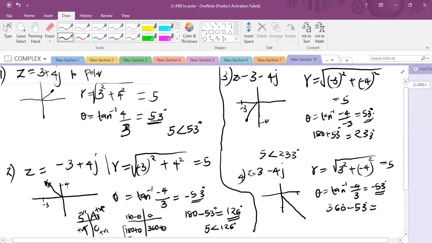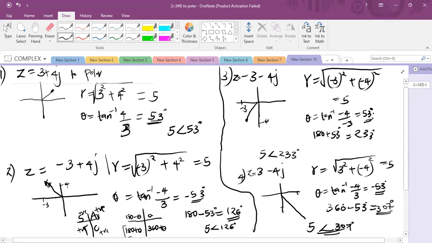360 minus 53, that will be about 307 degrees. So in polar form, we will have it as 5 and 307 degrees. That's it, guys.